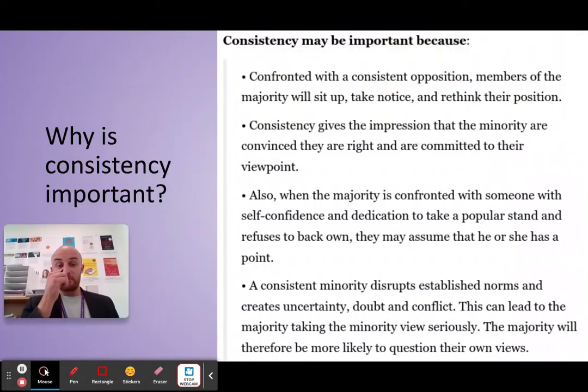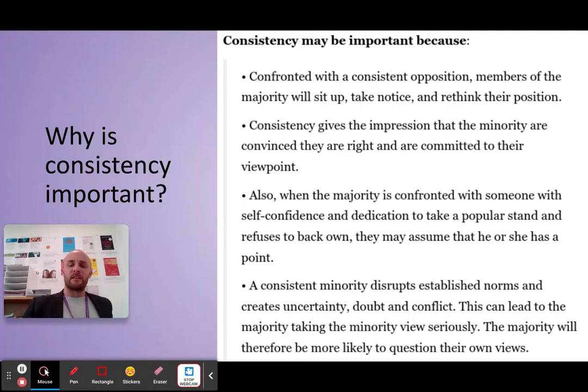So this is why, and this is pretty much copied straight off the internet, but consistency may be important because confronted with a consistent opposition, members of the majority will sit up, take notice, and maybe rethink their position. Consistency gives the impression that the minority are convinced they are right. So there is confidence that they are right. And if somebody is so convinced of something that they refuse to waver their opinion, that makes you think maybe I'm wrong. When the majority is confronted with someone with self-confidence and dedication to take an unpopular stand, they may assume that he or she has a point, and more on that in a second.